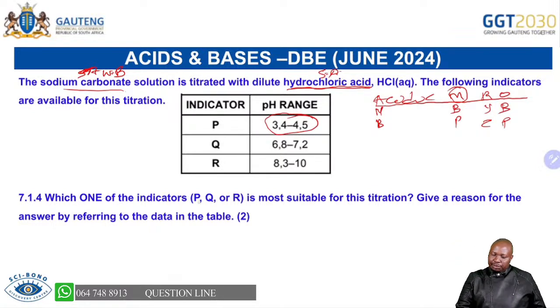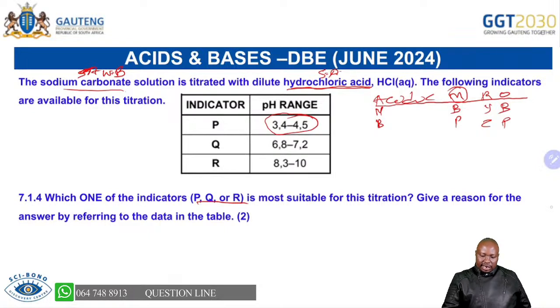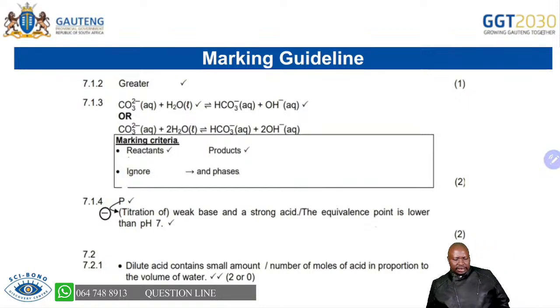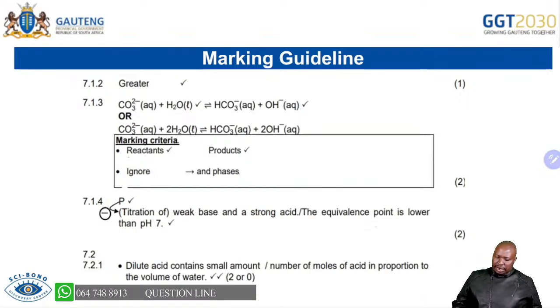Which one of the indicators, P, Q, R, is the most suitable for this reaction? Give a reason. We are going to use P. Why are we using P? Because it's a reaction of a strong acid and a weak base. So you are able to say that, and you are given 2 marks for doing that. And as I conclude towards the end of our lesson, you are able to get that, and it gives you everything that we're having.